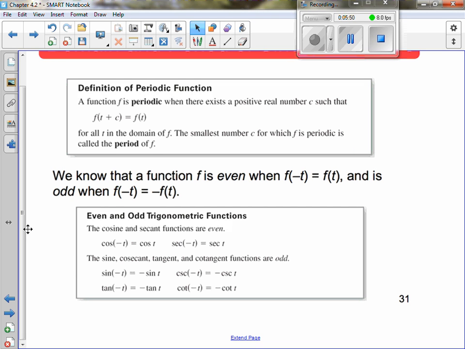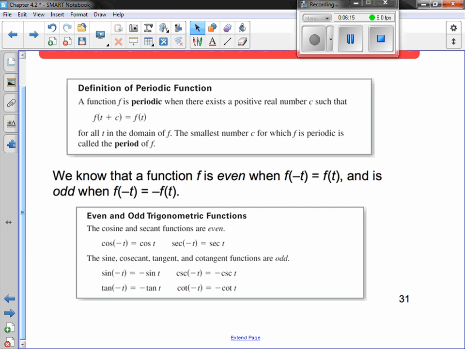If negative f of x is equal to f of negative x, then it's odd. Now, cosine and secant functions are even. Sine and cosecant functions and tangent and cotangent functions are odd.